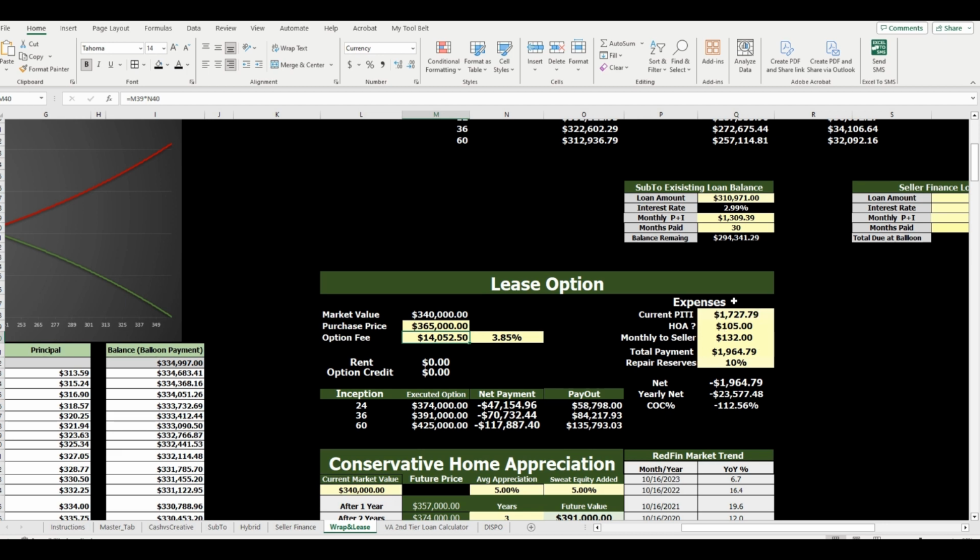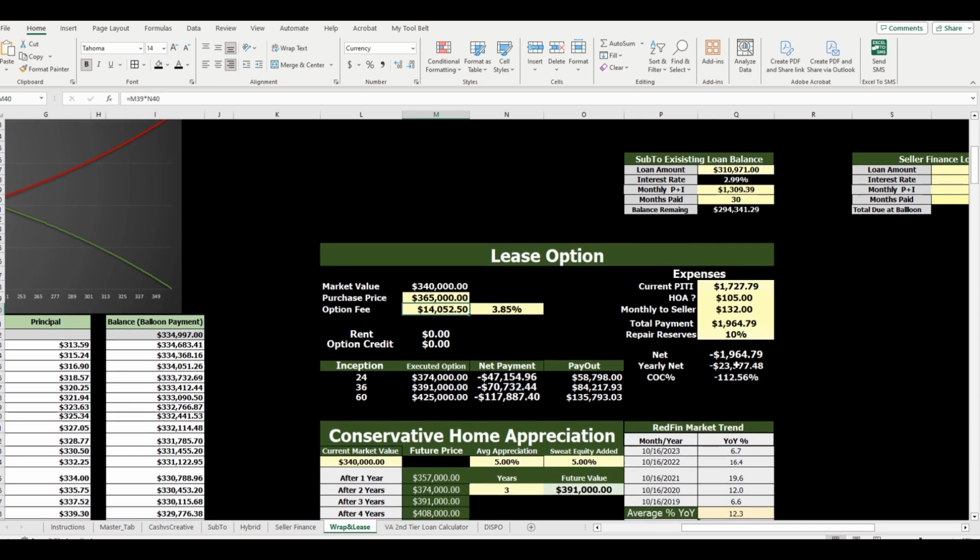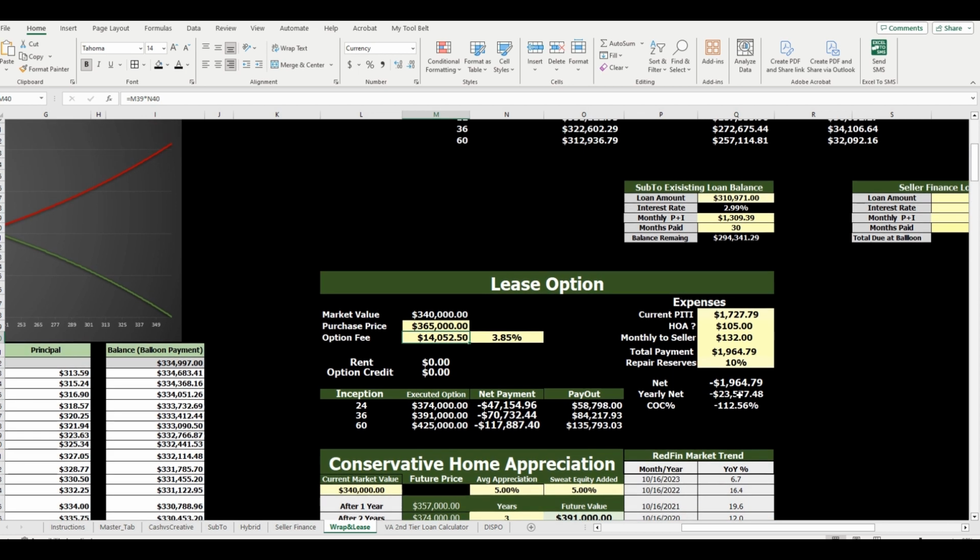Now let's go through the right-hand side of these calculations. My current PITI on this property is indeed $1,727.94. The HOA is $105. My monthly to the seller is $132, and so my total payment responsible on this property is going to be $1,964 and some change.